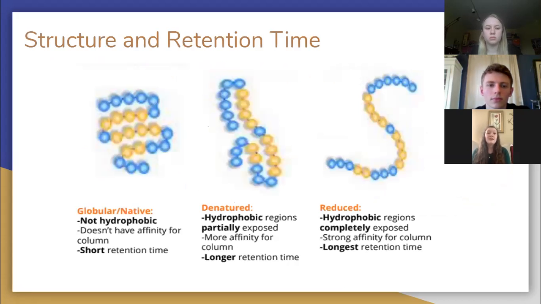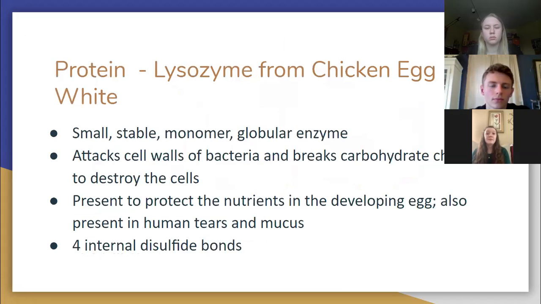The next slide gives an overall view of the 3 different types of proteins: native, denatured, and reduced. You can see, as I said before, the different qualities of each of these proteins and how they interact with the column. The protein that was used to do this experiment was lysozyme from chicken egg white. It is a globular enzyme, and it is small and stable. It attacks the cell walls of bacteria to break down carbohydrate chains and destroy the cell.